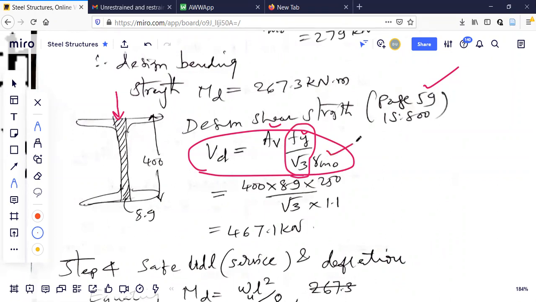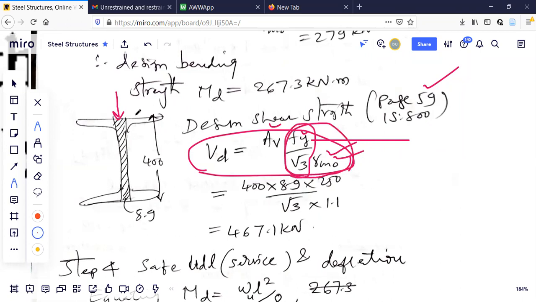Then it is again divided by gamma m0. Remember, in case of tensile, it was Fy by gamma m0. Here, it is Fy by root 3. This is the shear stress of the material. So they have established a relation between tensile stress and shear stress of the material. If the tensile stress is 250, its shear stress is that divided by root 3. Then again I have to apply the partial safety factor. So this entire thing is the permissible shear stress.